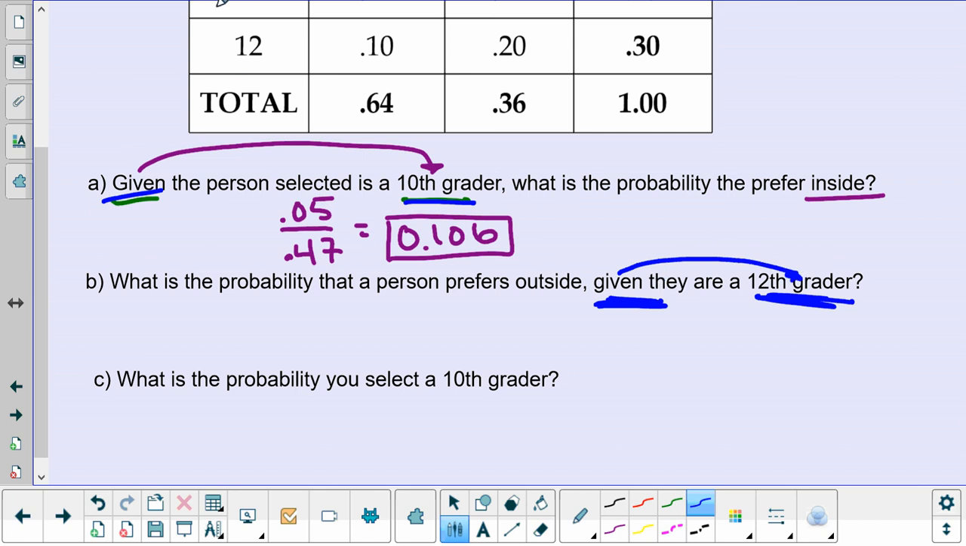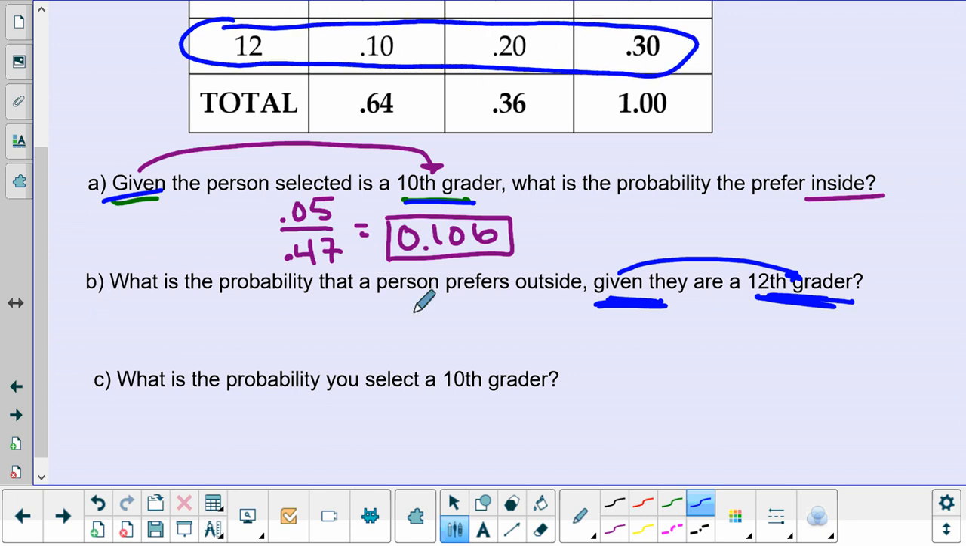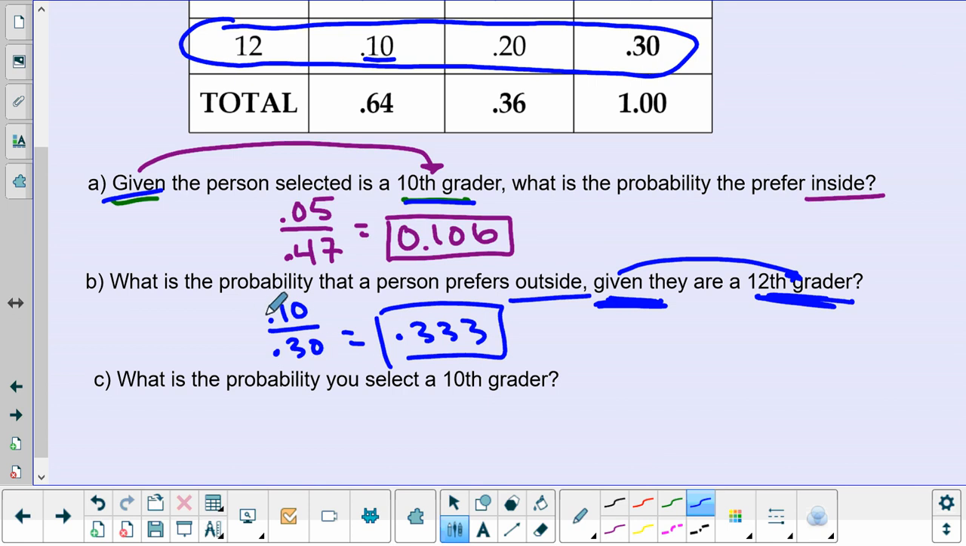So given that they are a 12th grader means that we are in this row. Then we're looking at what's the probability that the person prefers outside. Outside is the 0.10. So I have 0.10 out of 0.30, which is a third, 0.333. You can get rid of the zeros and the decimal points because they're in the same place, and you've got 1 out of 3. So 0.333 there is your probability that given a 12th grader, a person prefers outside activities.